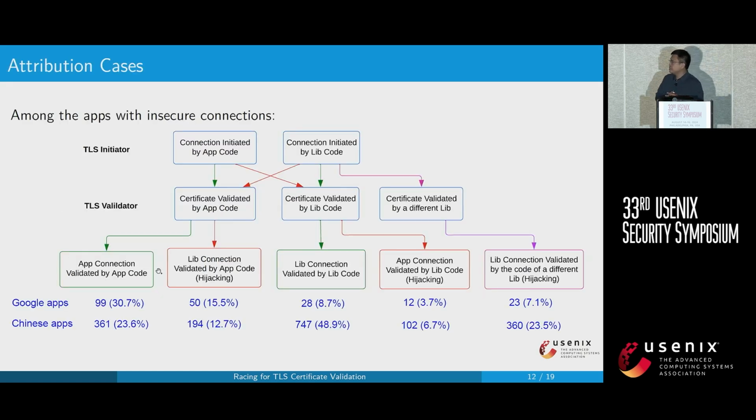And then let's look at the attribution cases. You can see the five combinations determined by who initiated the connection and who does the validation. There's an interesting observation here if you look at Google Play apps. The first two cases are validated by app code. So for Google Play apps, the insecure connections are mostly introduced by the app developer. In comparison, for apps from Chinese app stores, you look at the last three cases, especially the one in the middle, almost 50%. It's mostly introduced by third-party libraries. You see, validated by library code, and the same applies here. These boxes in red indicate hijacking, because it's not validating its own connections. So this is an interesting observation.